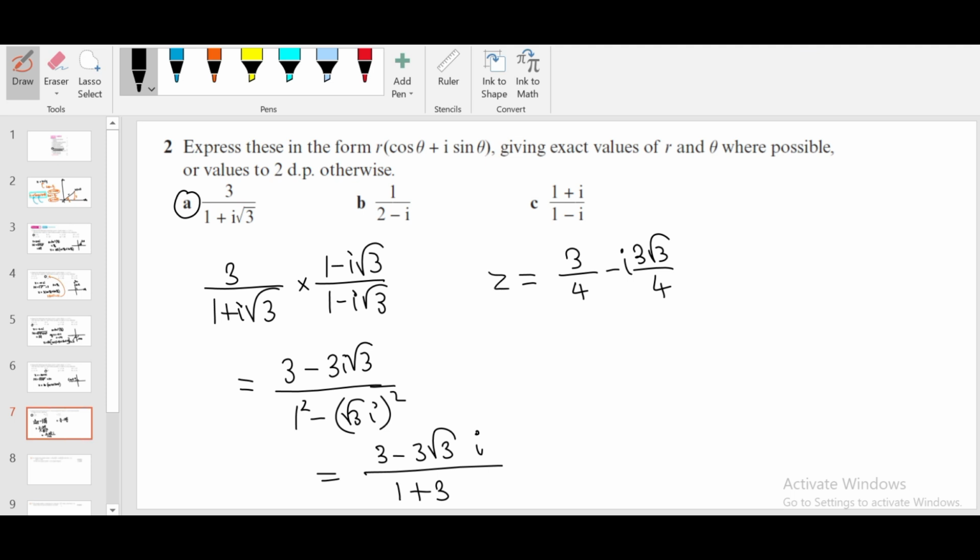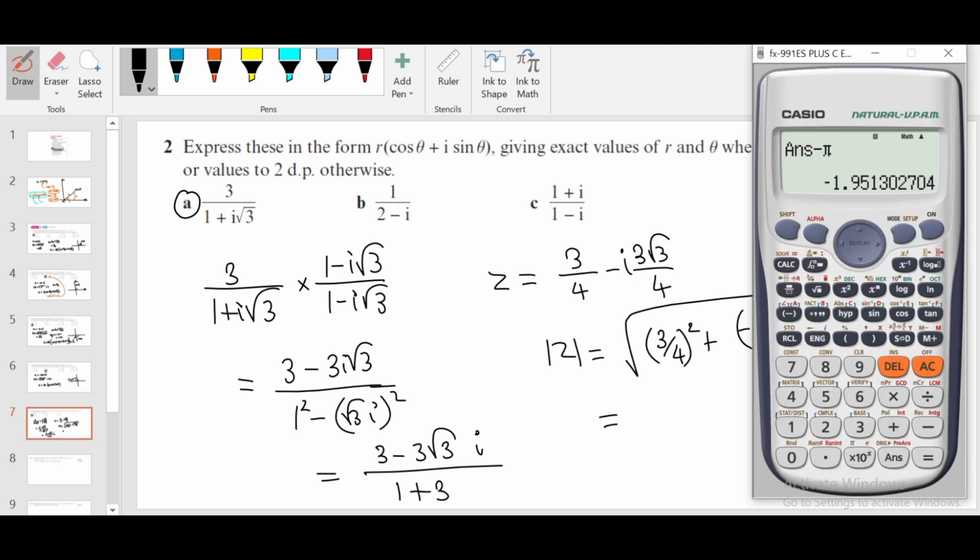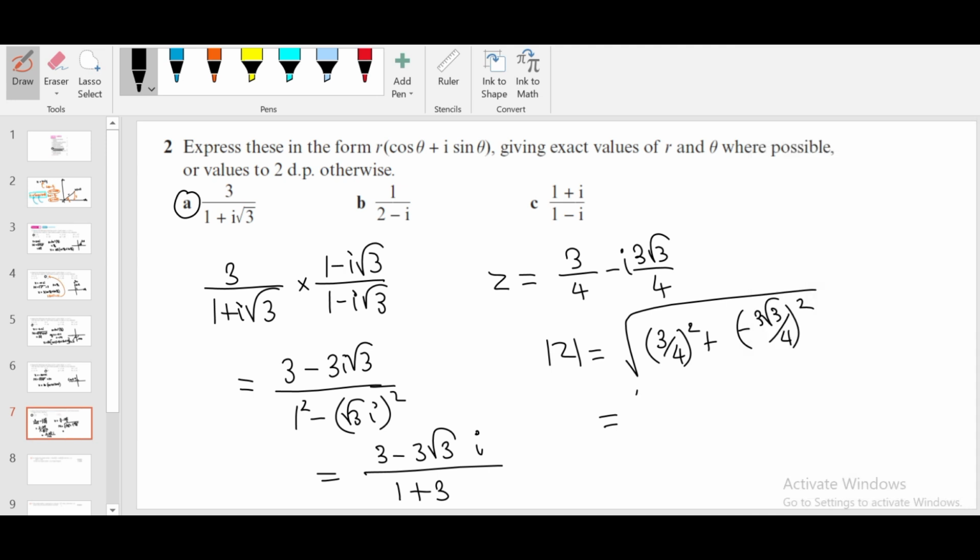We have converted the given number into the form x plus iy. So take it as z. Now find the modulus of z. Modulus z is the square root of x squared plus y squared. So the common denominator is 4 squared, 16. That will become 4. The numerator will be the square root of 3 squared plus 3 root 3 whole squared. You will get 6. So it's basically 6/4, which is 3/2.